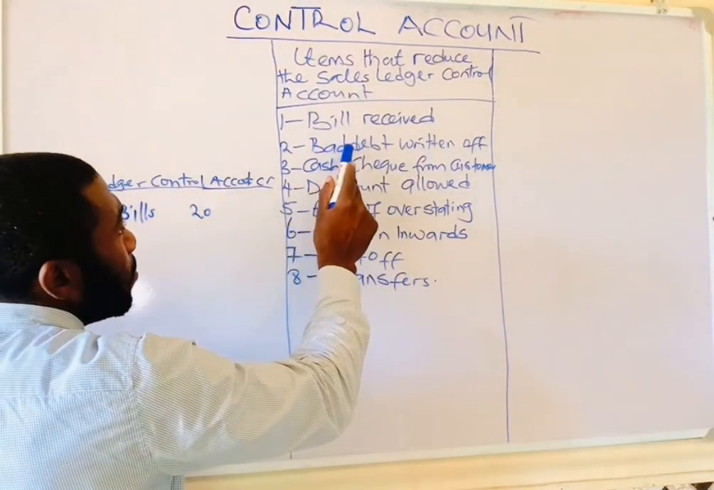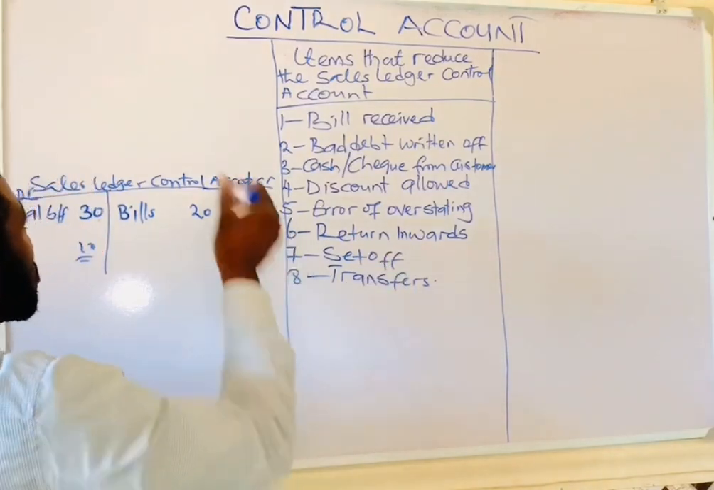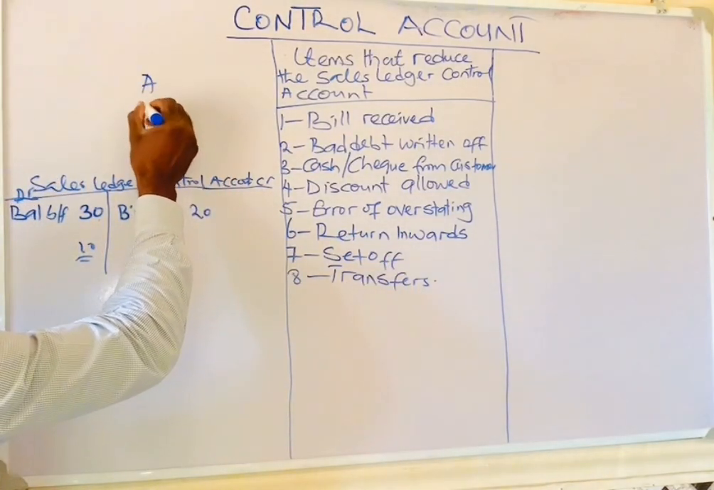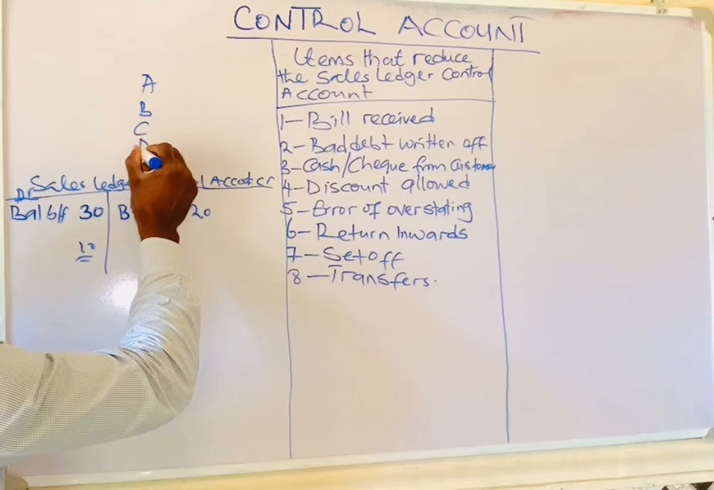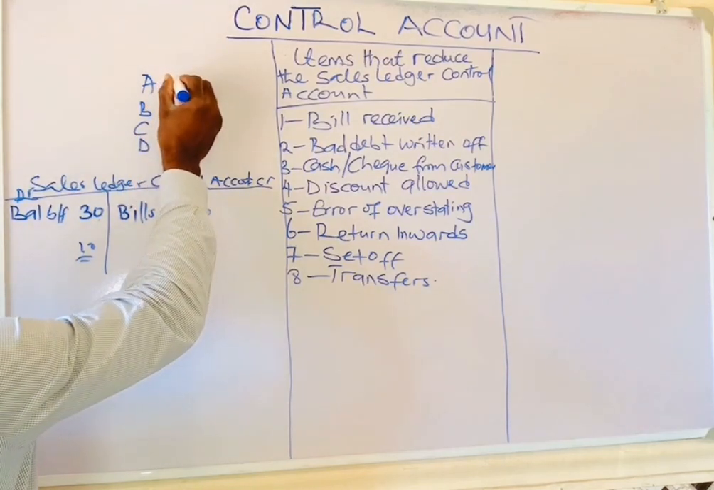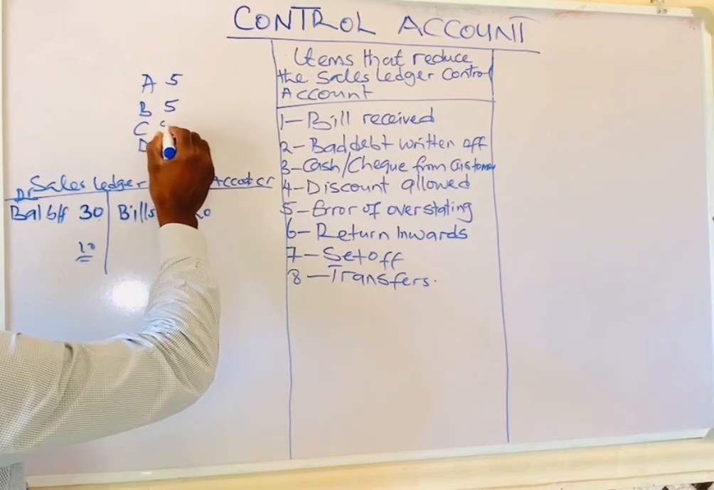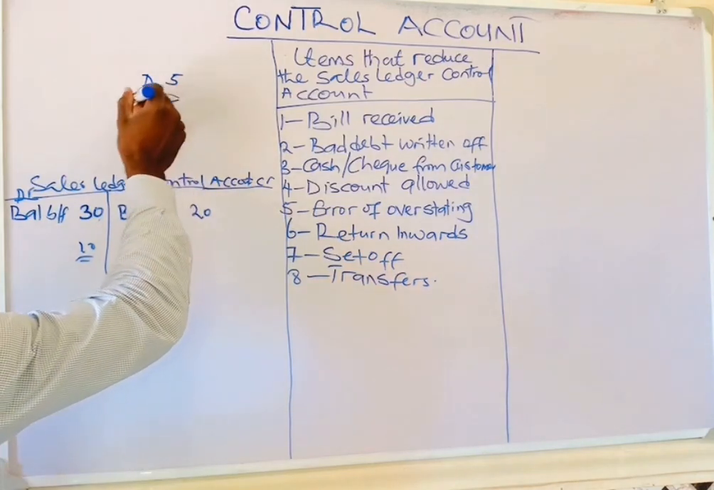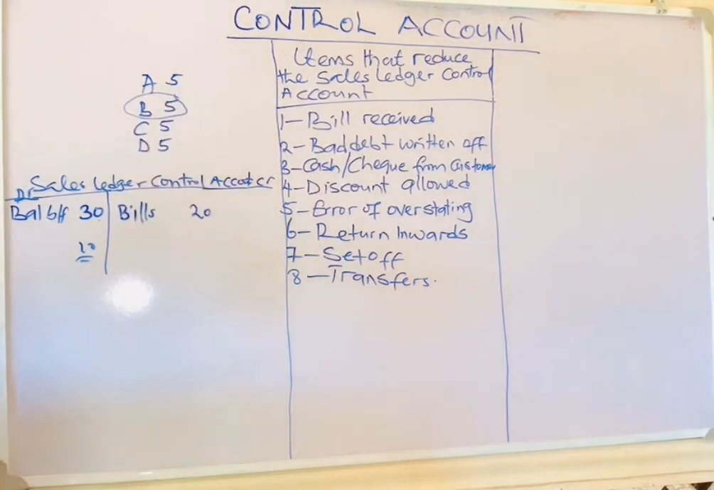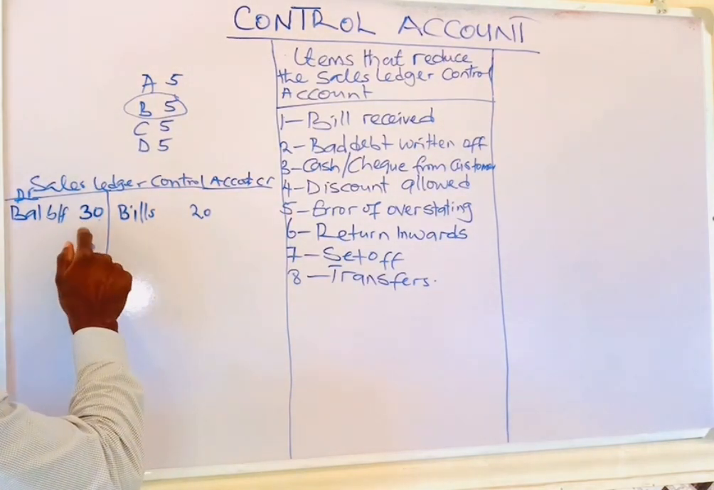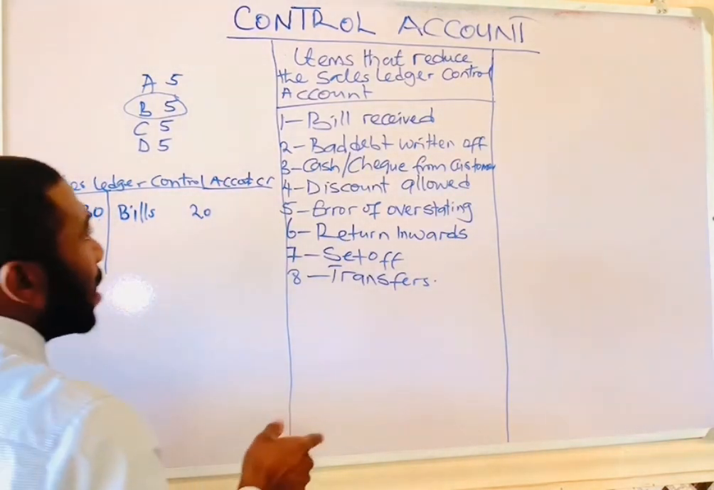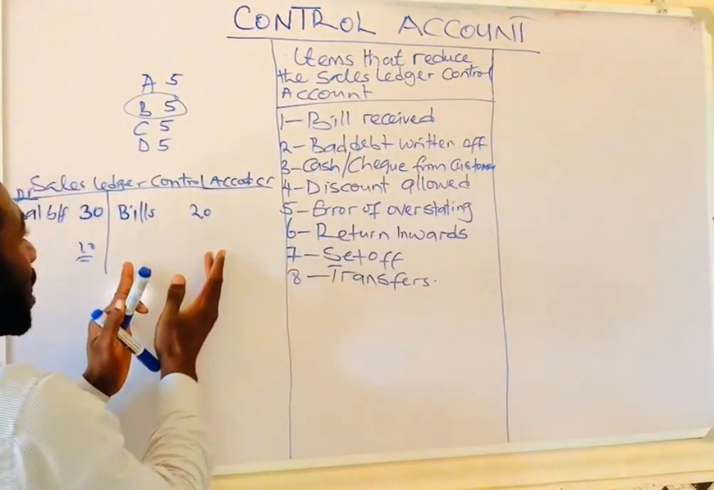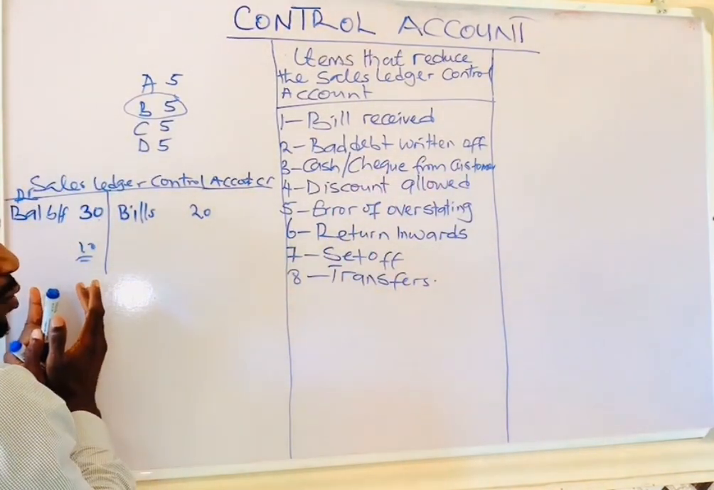When bad debt is written off, say customer A, customer B, customer C, and customer D. Customer A is to pay us $5, customer C $5, customer D $5. I hope you follow it. Now, this debt for customer B was written off. Say we cannot recover this debt. So it will affect our balance. So that is why bad debt written off will be here to reduce your balance.